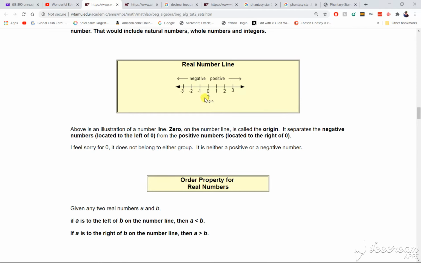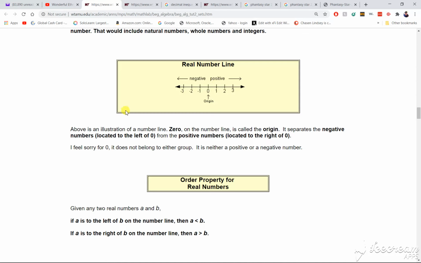Negative, positive, origin. Real number line: negative numbers, negative 1, 2, 3, positive numbers, 1, 2, 3, and the origin, 0.